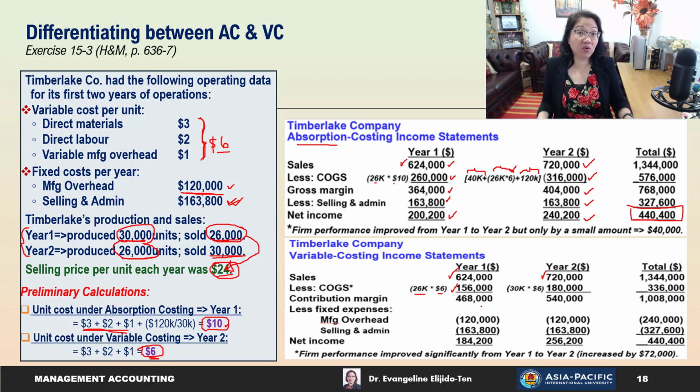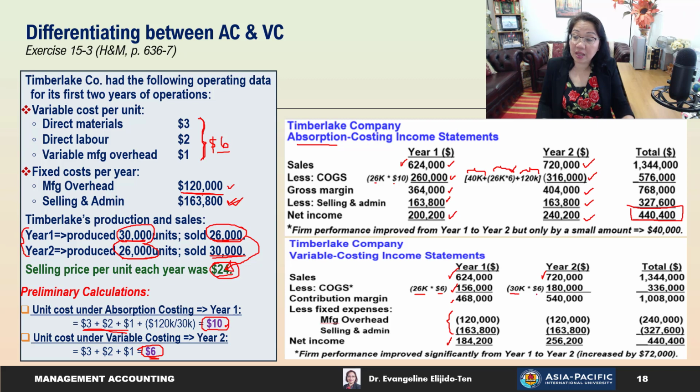156,000. And we have no variable selling and admin costs, so therefore we can calculate the contribution margin right away. 624,000 minus 156,000 is 468,000. Then we'll deduct the fixed costs per year. Fixed manufacturing overhead of 120,000 and fixed selling and admin cost of 163,800. So we'll get net income of 184,200. In year 2, we'll calculate cost of goods sold.